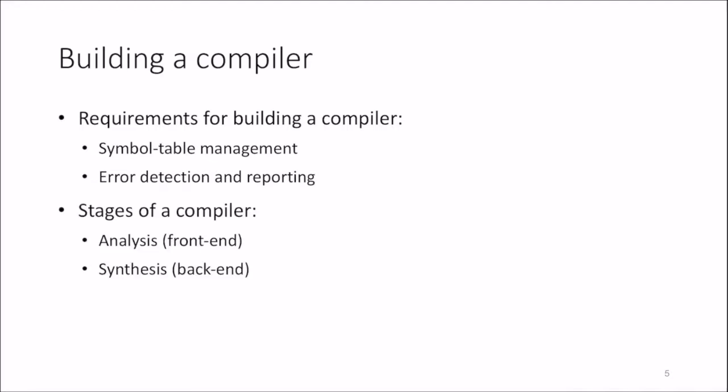So there are two stages, broadly speaking, in a compiler. The analysis stage, where we are trying to understand what's in the program and understand its structure, is called the front end. From this front end, we get some output, typically in a tree structured format. Then we traverse that tree and generate the code for that program. That part is done in the back end. So the synthesis part, generating code, is done in the back end.